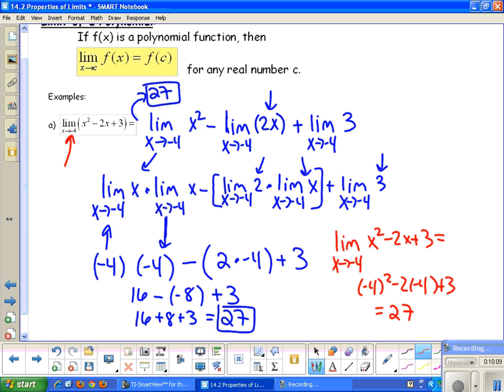So that's what the whole property is saying: instead of having to do what I just did in the blue, you can just go ahead and plug the number in if it's defined for that value.